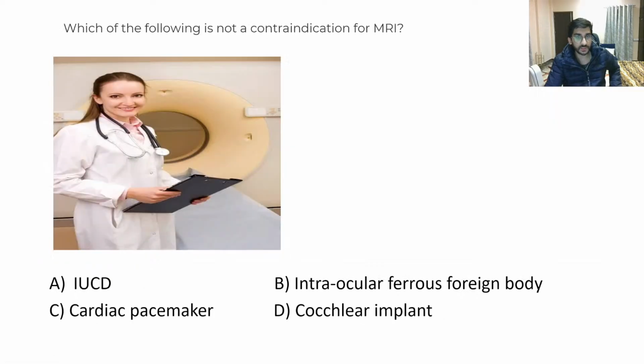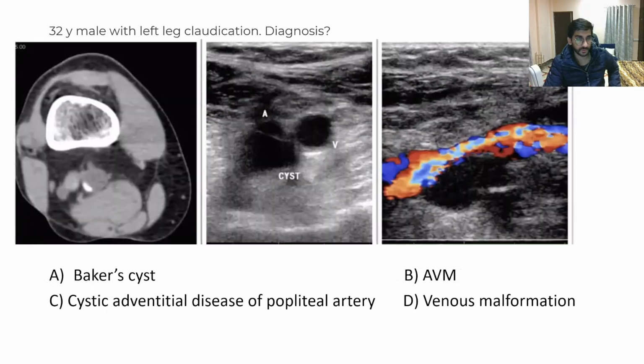Which of the following is not a contraindication for MRI? Definitely cochlear implant, cardiac pacemaker, and intraocular ferrous foreign bodies are contraindications. IUCD was not a contraindication for MRI.